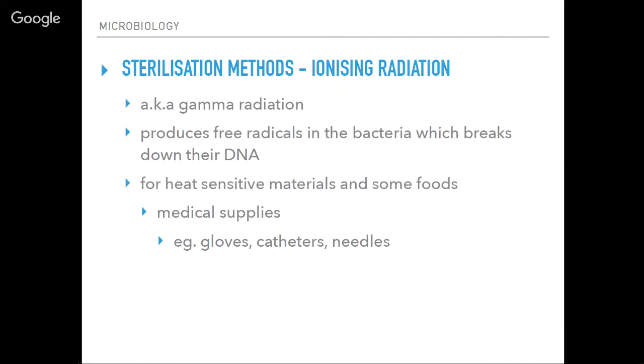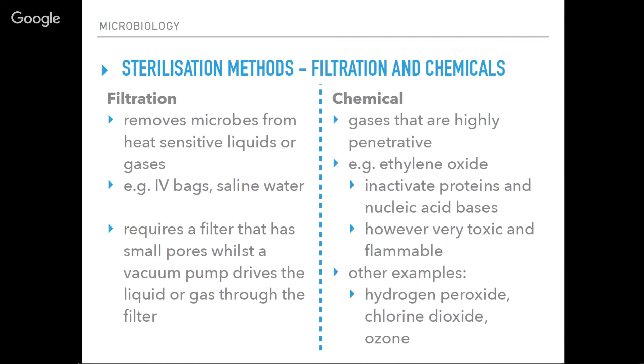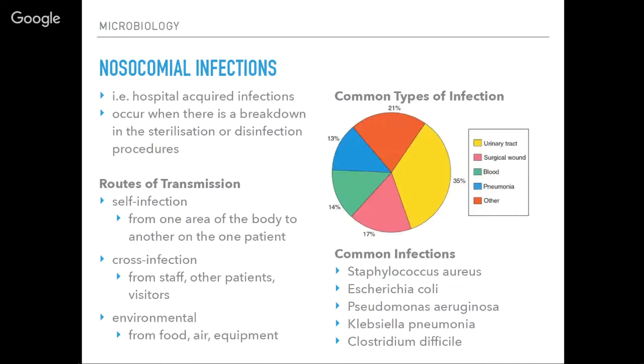Ionizing radiation, read it. Filtration, you use it for things that can't be put into a machine, for example saline water. When you put saline water into a patient, you don't want it to have other stuff in it. So you filter it, as the word says, you literally put it through a filter that has holes, and you might use a pump to push the liquid and gas through it. That's it. Chemicals, there's a lot of them, but most of them are super toxic, which is why we don't use them as often. Autoclaves are generally the ones that we use the most.